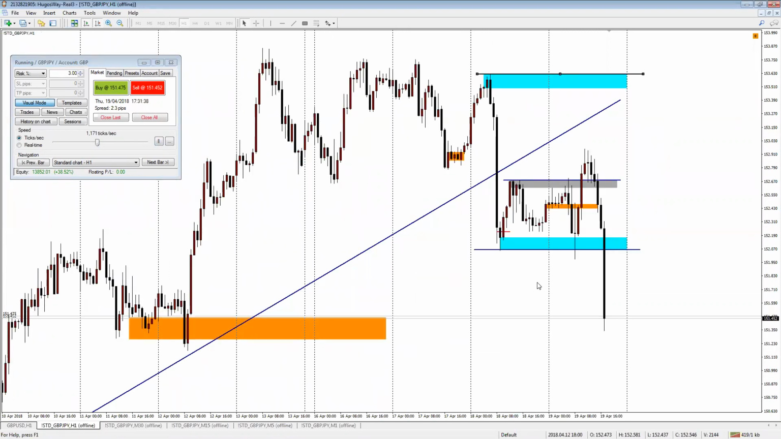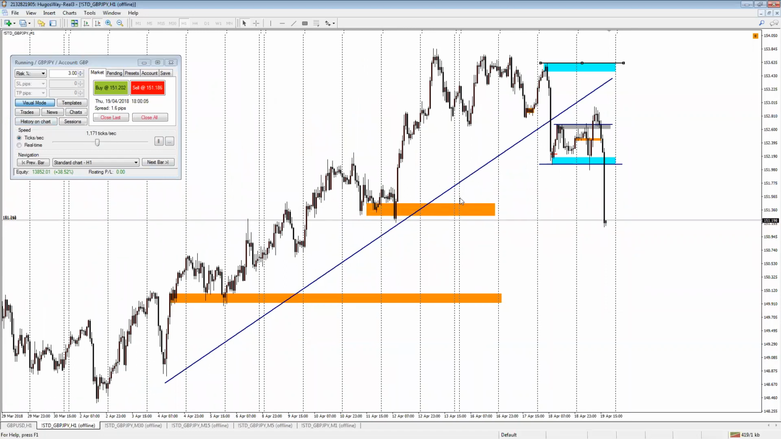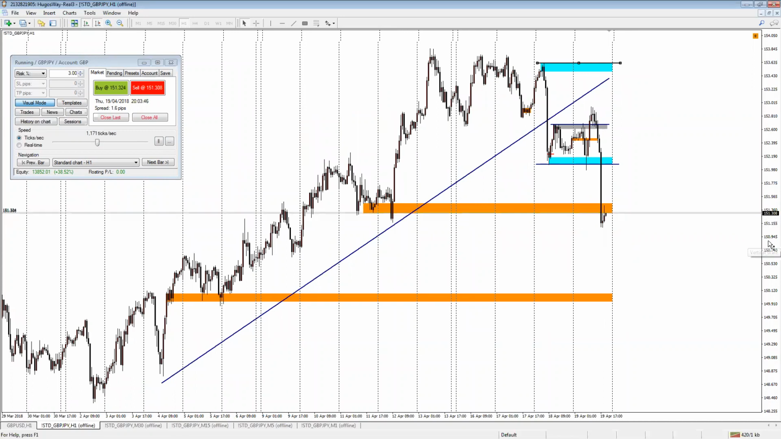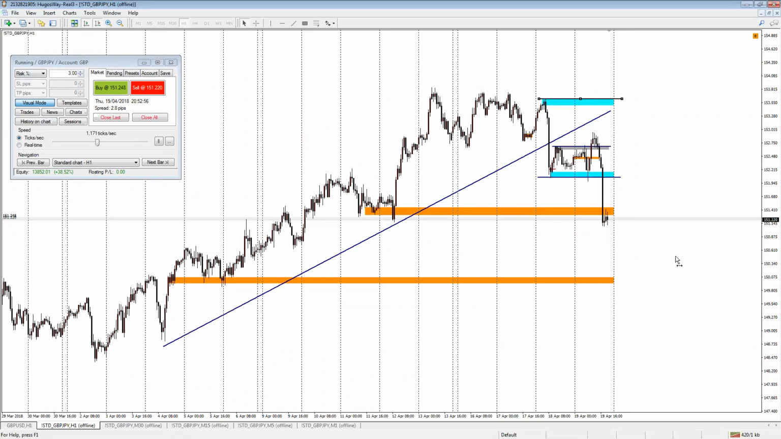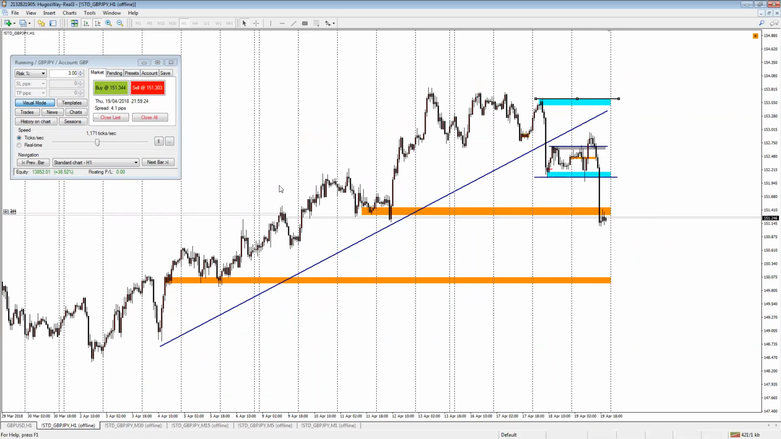Oh, okay. Oh, shit. I don't know what's happening. We hit our swing level already. Oh, my Lord. How many pips is that? 150. Oh, man.